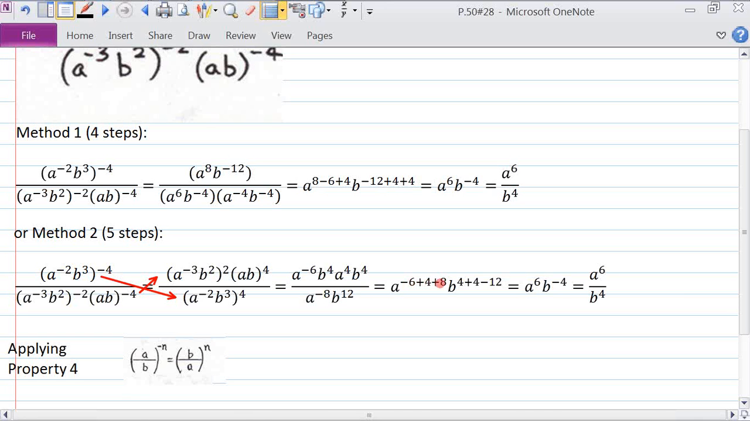So I've collected all the a terms. Similarly with the b terms, I've got 4 plus 4 minus 12, because this moves up and changes sign. I still come out with a to the 6, b to the minus 4 as I did over here, so I get exactly the same answer. So when you're doing these problems, there's always more than one possibility to get the solution.